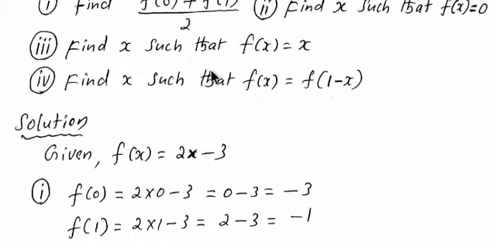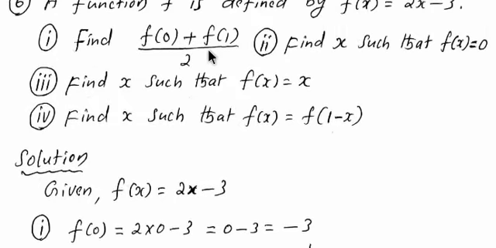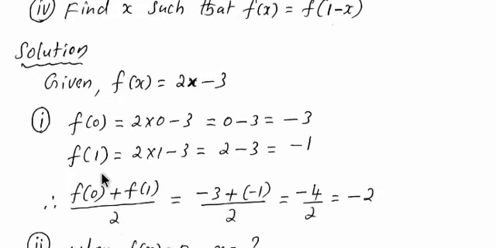Then find out f of 1. F of 1 is equal to, substitute x is equal to 1 here also. Then we get 2 into 1 minus 3, which is equal to 2 minus 3. 2 minus 3 is equal to minus 1.